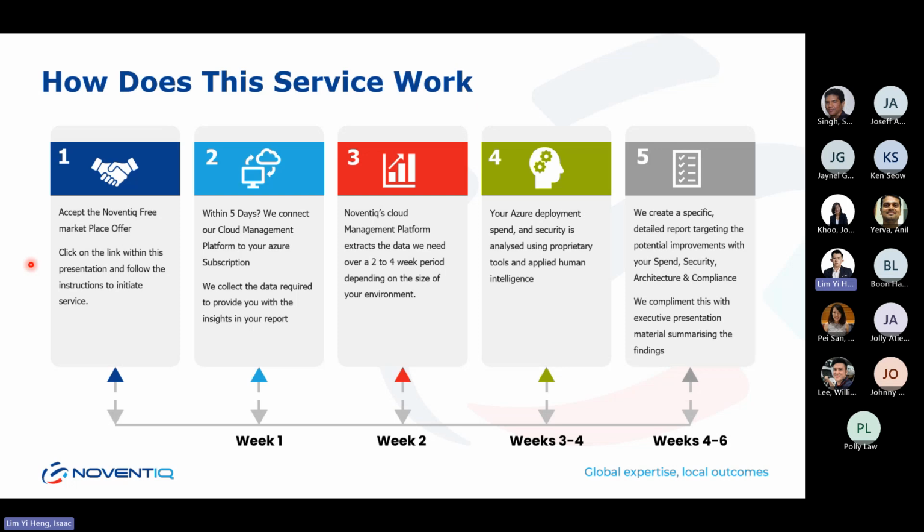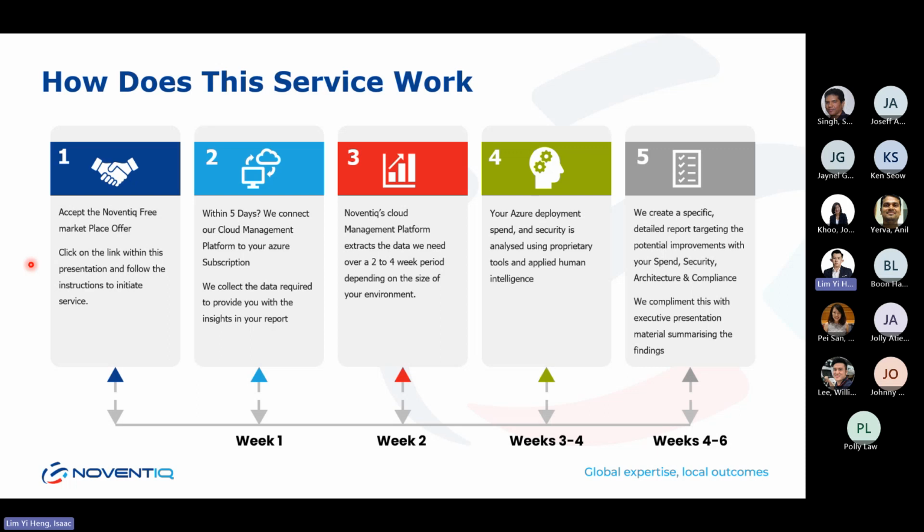So within 5 days, our cloud management platform will be connected to the Azure subscription, and the data will be collected to provide the insights in the report later on. On week 2, the cloud management platform will extract the data that we need over 2 to 4 weeks, depending on the size of the existing environment. Throughout the 3rd and 4th week, the Azure deployment, spending, and security are analyzed using the tools and also applied human intelligence.